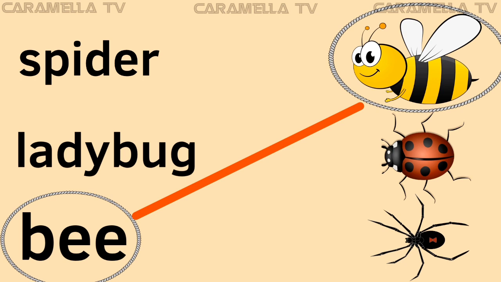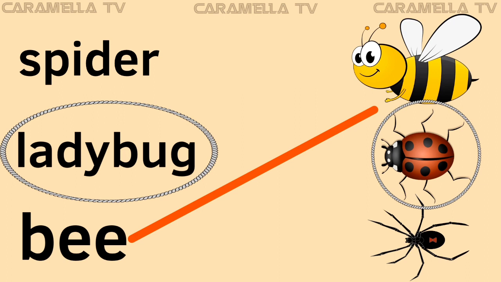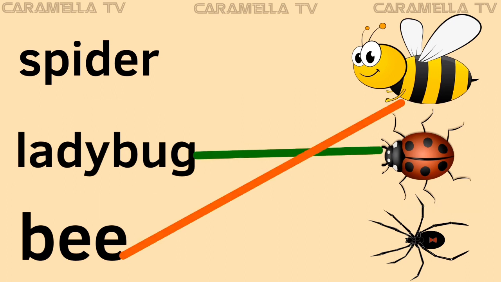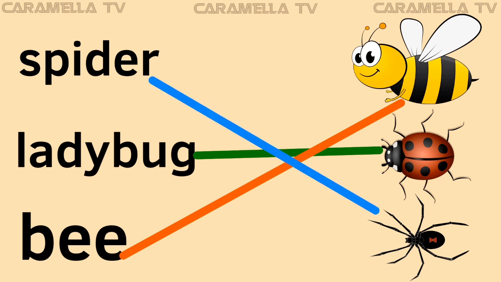Second picture we have is a picture of a ladybug. Can you guys guess where the word ladybug? That's right, let's connect them. Last picture we have is a picture of a spider. Can you guys guess where is the word spider? That's right. Let's connect them. We connected every picture with its word.